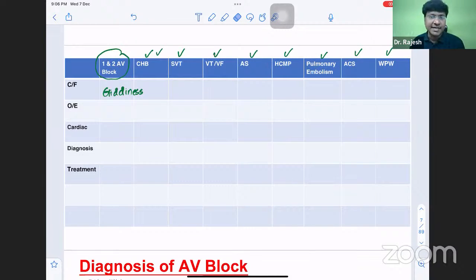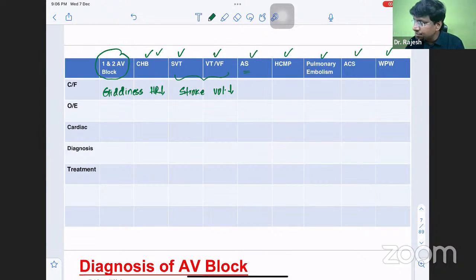Now, in case of complete heart block, what is the mechanism of the syncopal attack? The heart rate is reduced, so cardiac output will be reduced, so cerebral perfusion will be reduced. So the mechanism is that the heart rate is reduced. Whereas you take other conditions like SVT, VT, or VF. In case of SVT, VT, or VF, what could be the cause for the syncopal attack? In these individuals, the heart rate is increased, but the stroke volume is reduced. Because the stroke volume is reduced, the cardiac output will be reduced, so cerebral perfusion will be reduced. That can cause the syncopal attack.